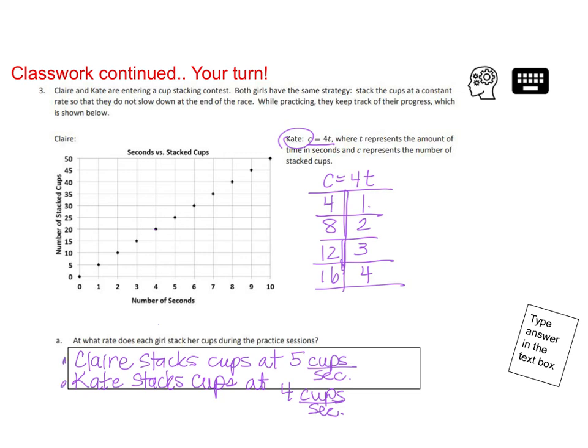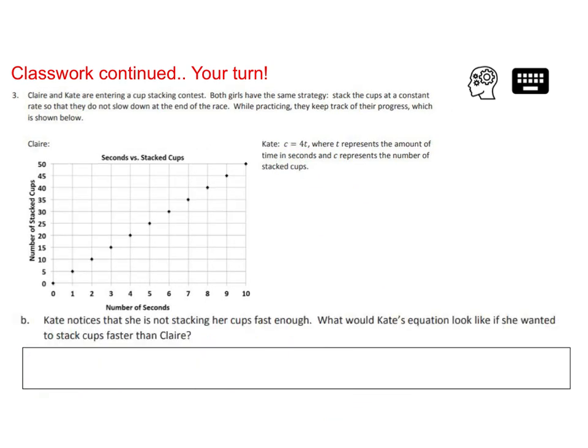Then let's see if there's more. Is there more to the question? Okay, so this is down here. It says Kate notices she's not stacking her cups fast enough. What would Kate's equation look like if she wanted to stack cups faster than Claire? She was at C equals 4T, and that was not quite fast enough. So if it was 5, what would that be? Let me just check it out.